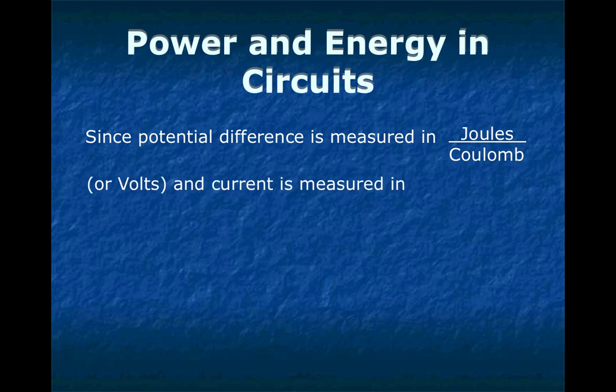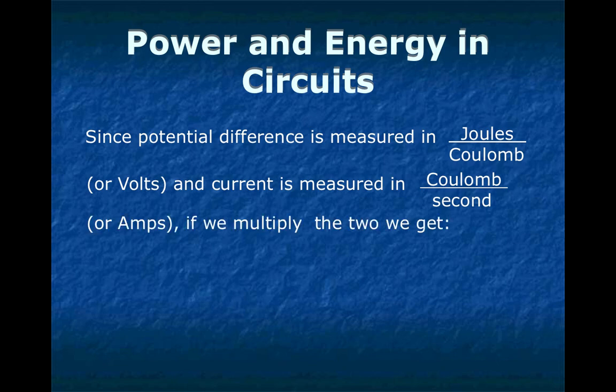This is also simplified to a volt. We also know that current is measured in coulombs per second, right? Remember, current is charge per time, I equals Q over T. This is simplified to an amp.